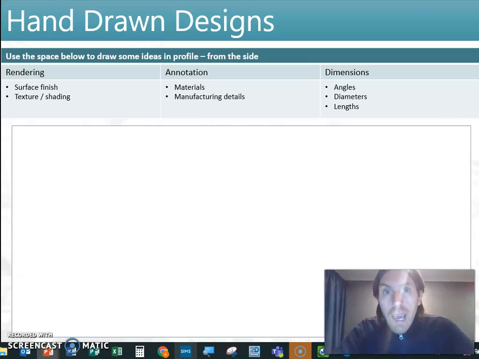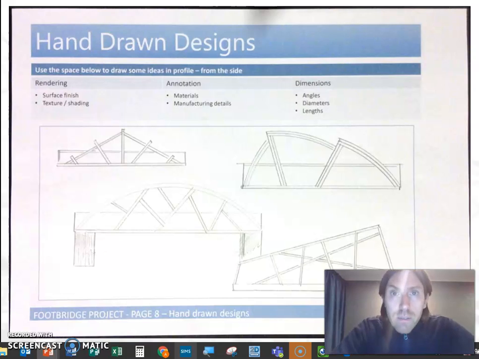Now, coming to the hand-drawn designs, we're looking for you to put your ideas on paper now. You should have done the research. You should have done some thinking about it. And we're looking for your first ideas. Now, what I'm looking for are ideas that are coherent, they are relevant, they are well drawn. Don't just draw any old rubbish and think that's good enough. These have got to be good.